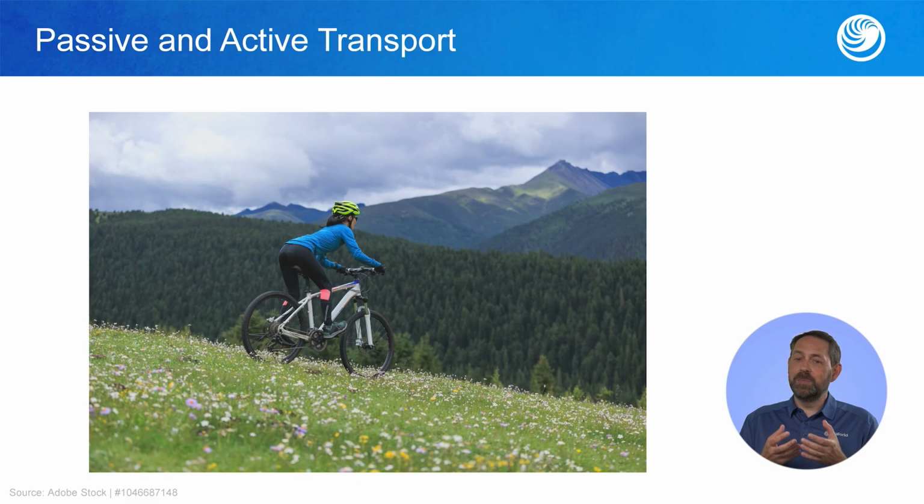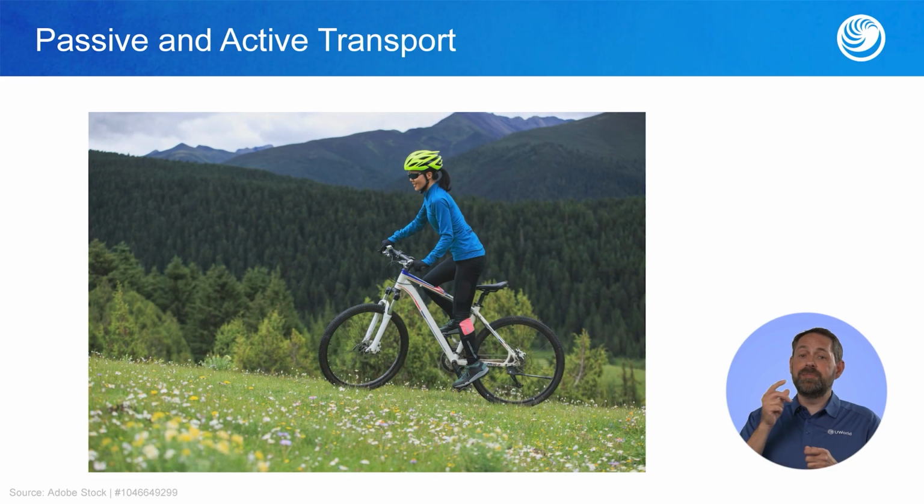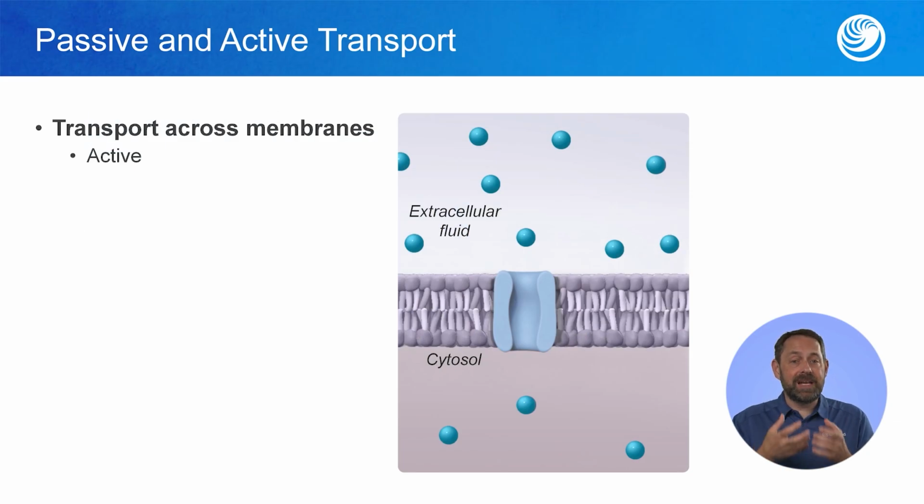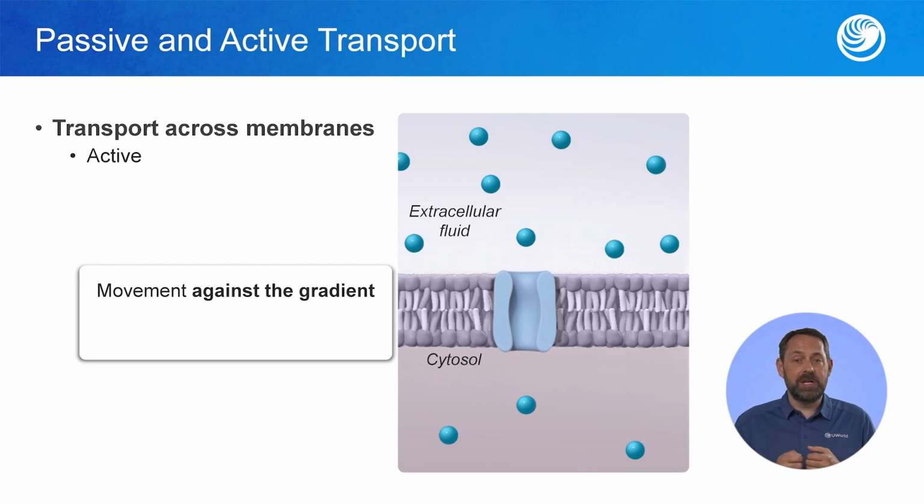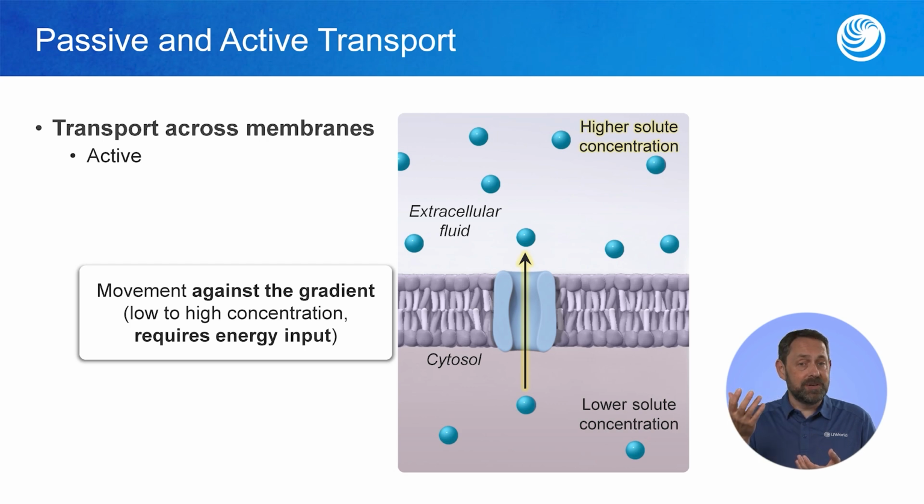But what about when you have to bike uphill? In that case, you have to expend energy to move the pedals to get from the bottom of the hill to the top, moving from a lower elevation to a higher elevation. This is similar to active transport, where the cell moves molecules against their concentration gradient from an area of lower solute concentration to an area of higher solute concentration, which requires an input of cellular energy, typically in the form of ATP. Now that we've got the basics nailed down, let's examine cellular transport in more depth.